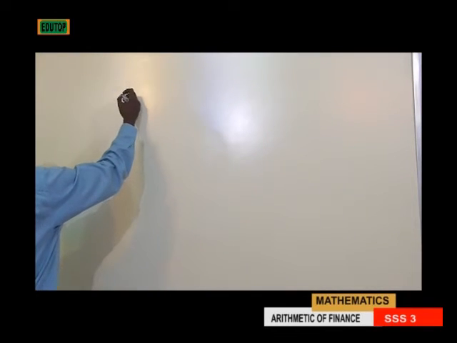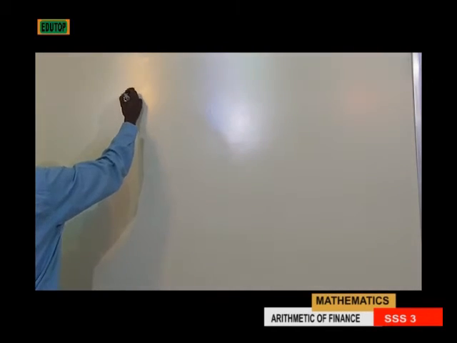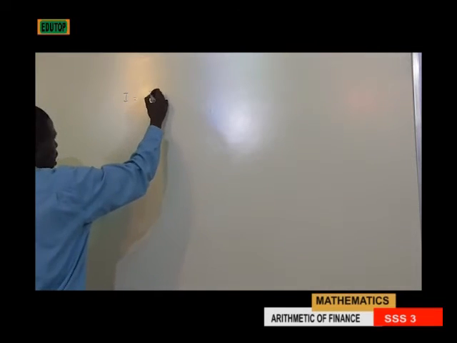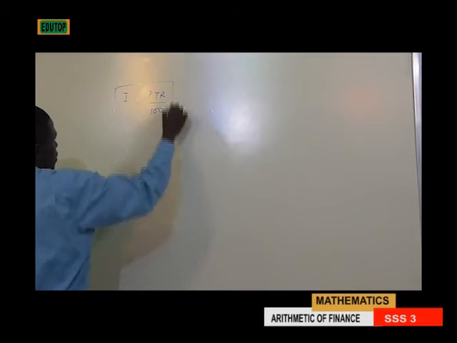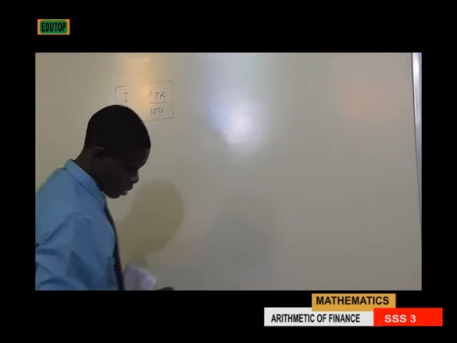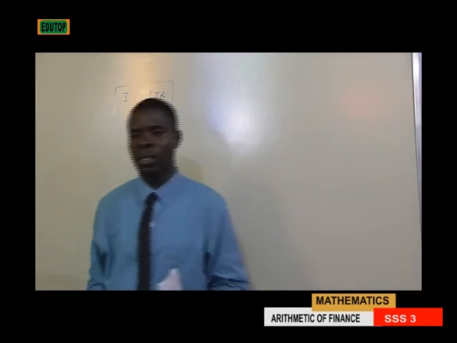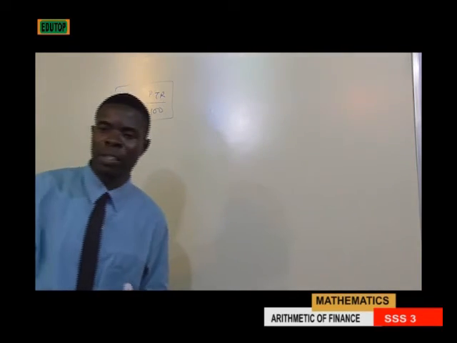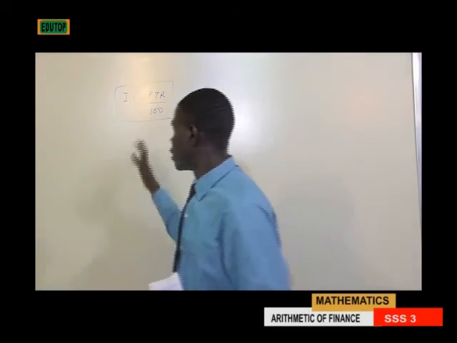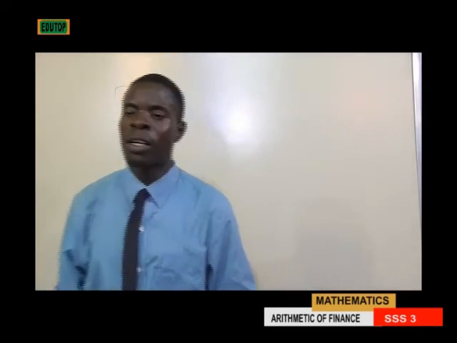And there is a fundamental formula connecting these parameters. You have interest, which is the simple interest, equals PTR over 100. This is an important formula in this aspect of mathematics. Now we have to see examples to justify the significance of this formula.